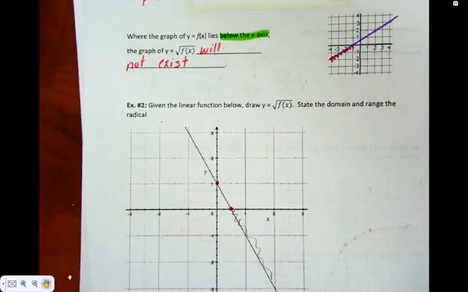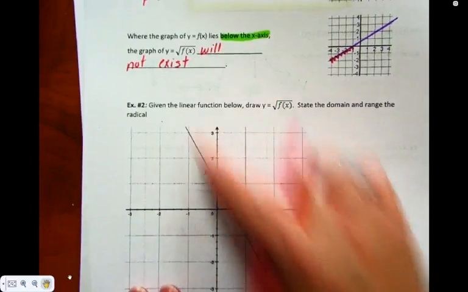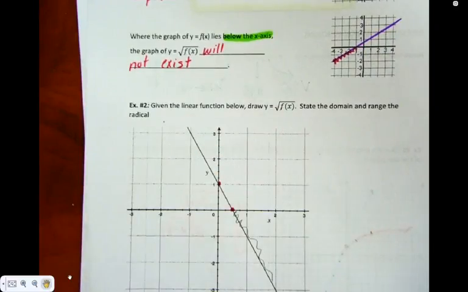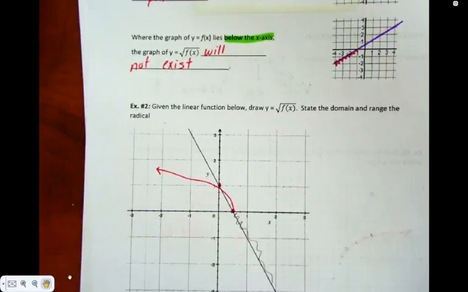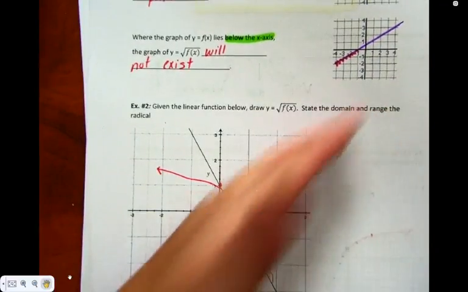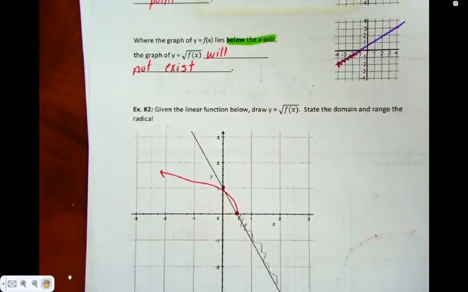Now you just need to figure out which way does the swoop go. Does it swoop to the left or does it swoop to the right? Well, it swoops in the same direction the line is going. If the line is going towards the left, bam, we're done. That's it. Swoop to the left. If the line went the other way and went towards the right, I would swoop to the right. Bam, radical graph done.